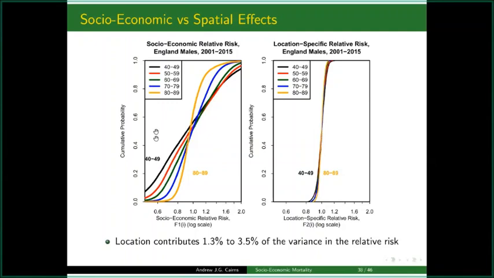On the left, we see the socioeconomic effects, and on the x-axis, we've got the relative risk for the socioeconomic effects, so F1. And this is an empirical cumulative distribution function. If we're looking at, say, the 40 to 49 age group, the black line, what I take from this is that nearly 10% of the population within this age group have mortality rates which are less than 50% of national mortality. That's going to be the well-off groups in society.